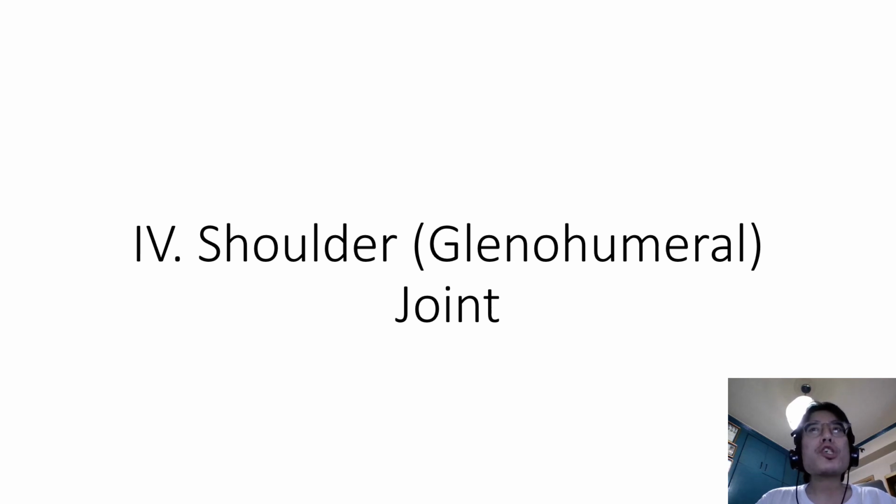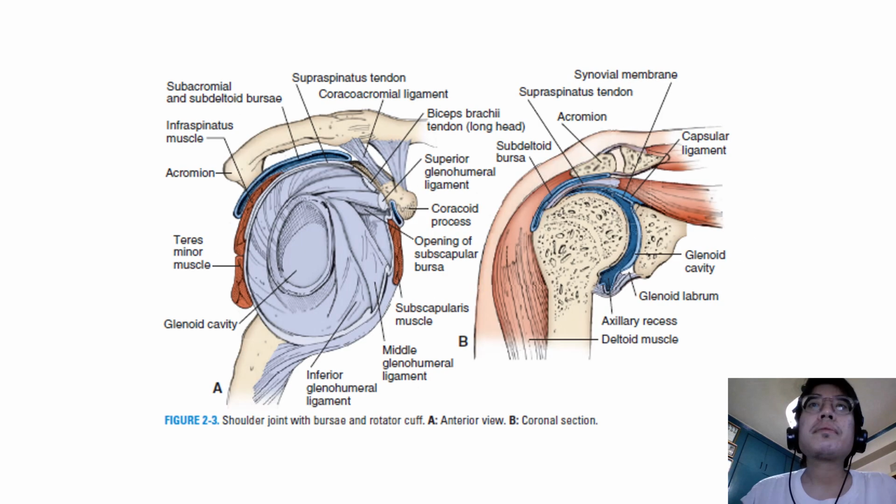We focus specifically now on the shoulder joint, also known as the glenohumeral joint. The shoulder or glenohumeral joint is actually a synovial ball and socket joint between the glenoid cavity of the scapula and the head of the humerus. Both articular surfaces are covered with hyaline cartilage.